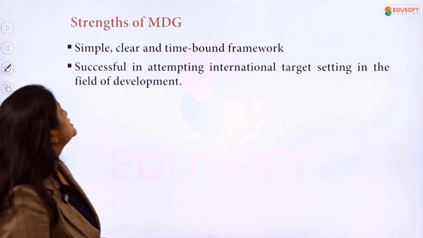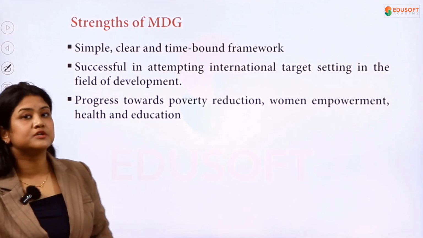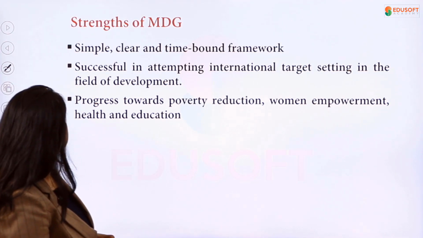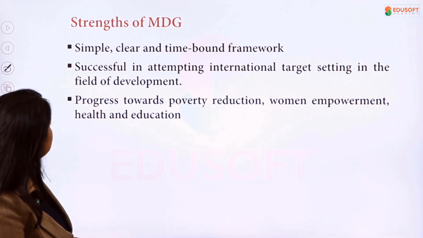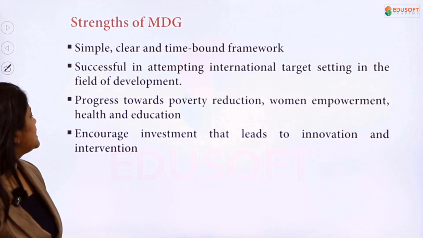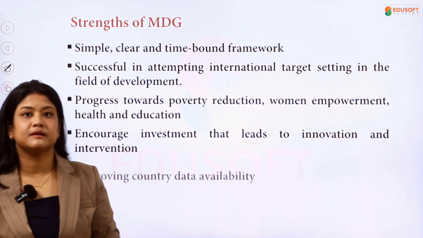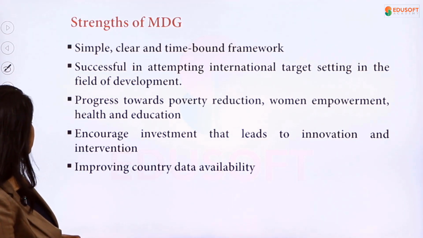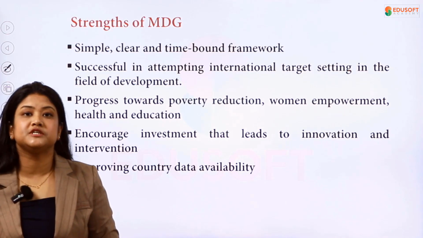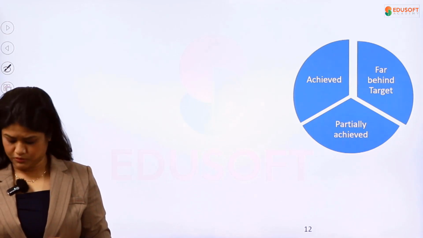They were successful in attempting international target setting in the field of development. There was progress towards poverty reduction, women's empowerment, health, and education, and MDGs encouraged investments that led to innovation and interventions. And MDGs also helped improve country data availability. So in terms of data also, the countries were strengthened by the Millennium Development Goals.